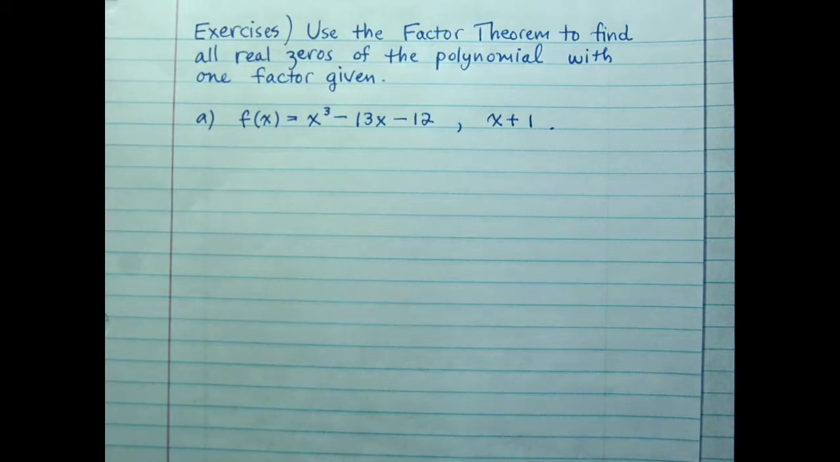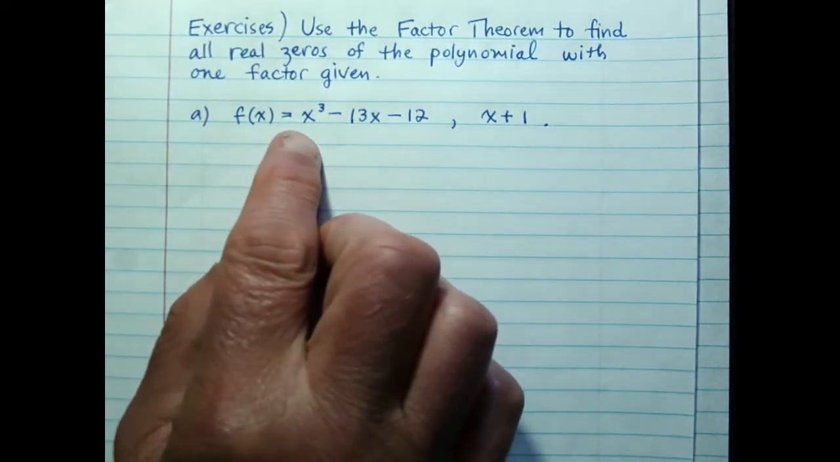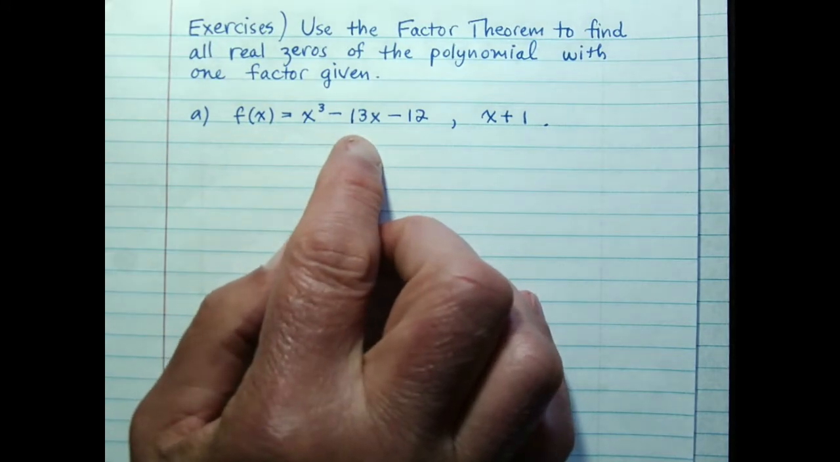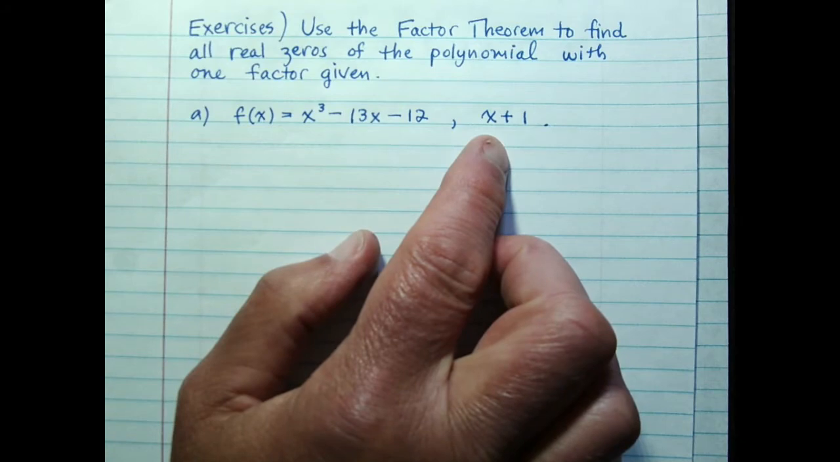Let's take a look at a couple exercises here that involve the factor theorem. Use the factor theorem to find all real zeros of the polynomial with one factor given. The first problem we're going to look at is the function f of x equals x cubed minus 13x minus 12 with the given factor being x plus 1.